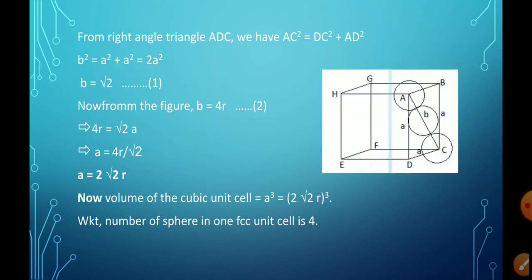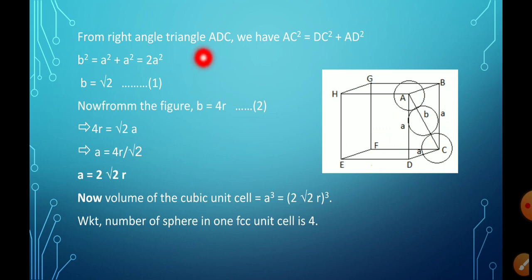Okay, next, the calculation part. From right angle triangle ADC. Which one is ADC? This one, ADC. At D, the angle is 90 degrees, because it is a cube. Therefore this triangle becomes a right angle triangle, and another right angle triangle is there, that one is ABC, also a right angle triangle. You can consider either ADC or ABC.